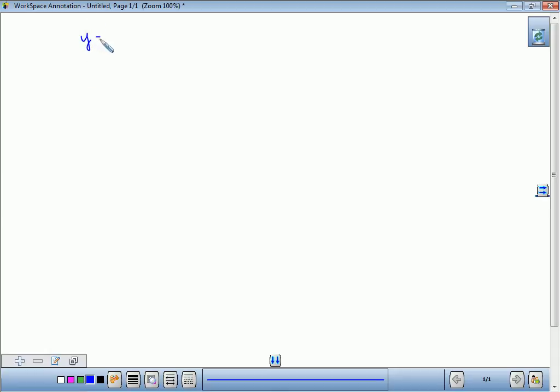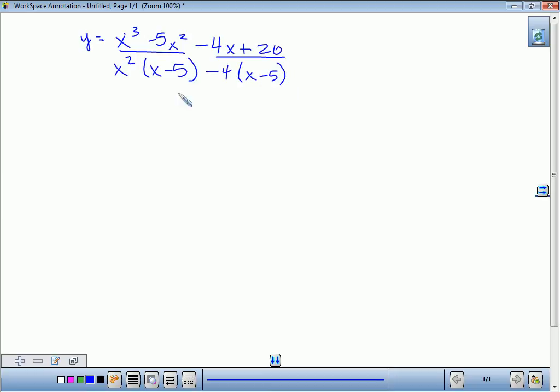Okay, I'm going to do the first one with you. If you haven't done the first one, let's do it together. We're going to talk about factoring. So this is the function. To factor this, we take out the x squared. We're going to factor by grouping. We'll take out the negative 4. And so that gives us x minus 5 times x squared minus 4.